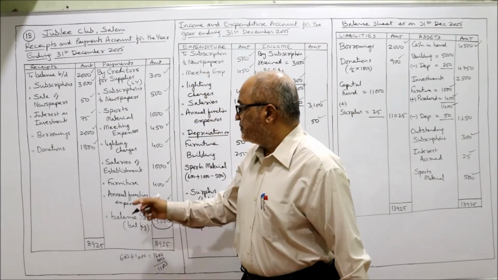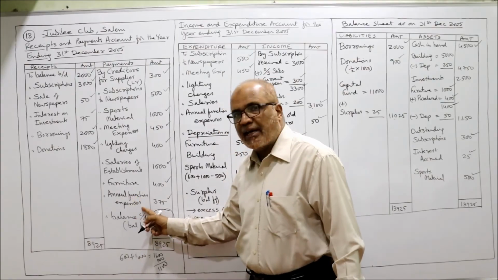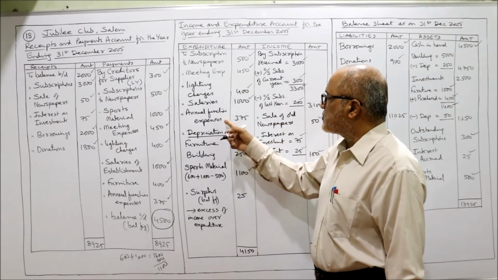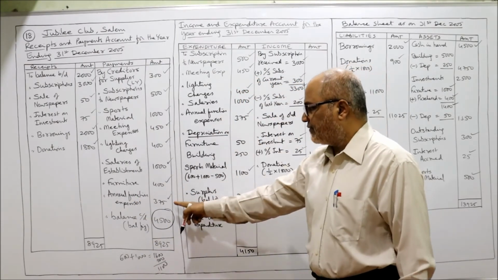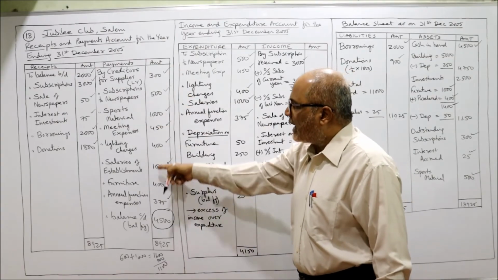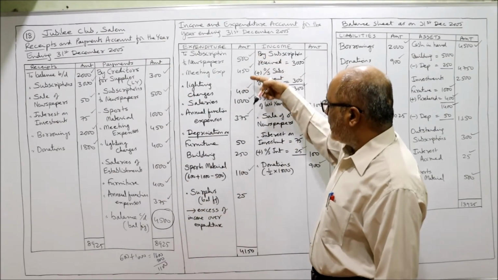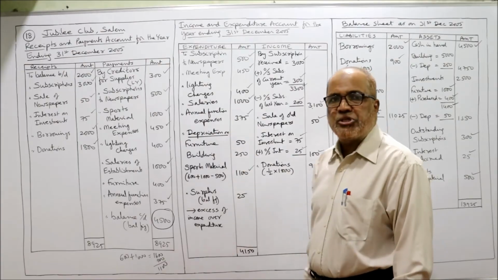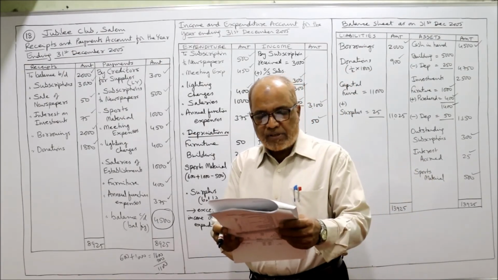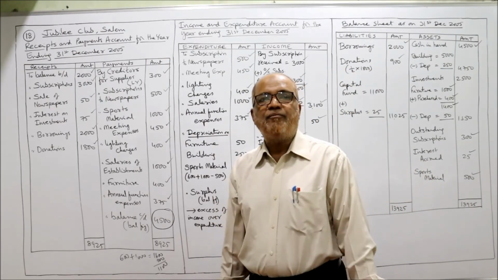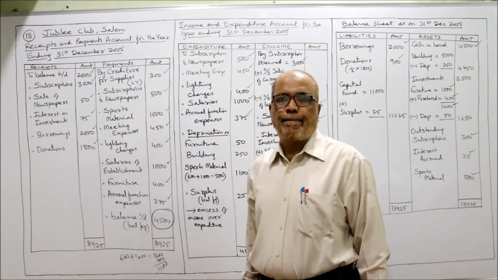Now next item is annual function expenses. So annual function expenses I have taken here 375. All the payment items I have taken. So see here, all the items are ticked. Now I have to take depreciation. What is the rate of depreciation on furniture? 5% on furniture and building.